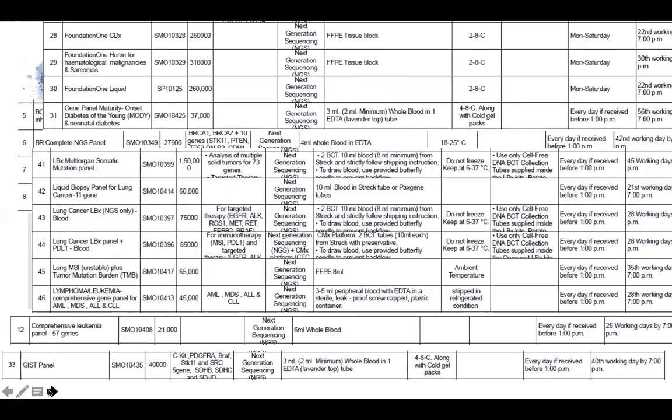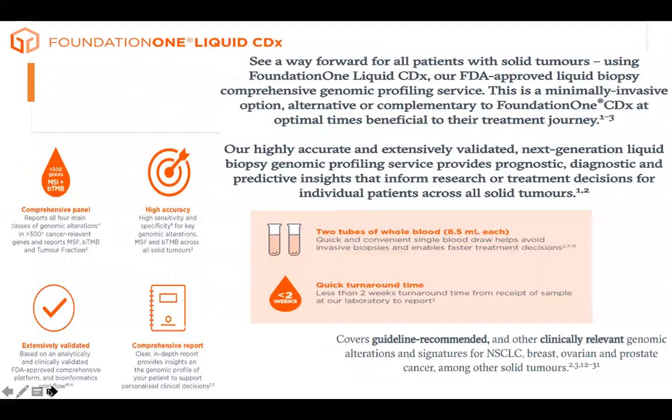Foundation One offers testing. Foundation One has a heme and sarcoma panel. It has a liquid panel that is approved by FDA. This liquid panel detects more than 300 relevant cancer genes and also reports MSI and tumor mutational burden. It requires only around 8.5 ml of blood. This was also approved by FDA, I think, this year only, and it has a turnaround time of 2 weeks.